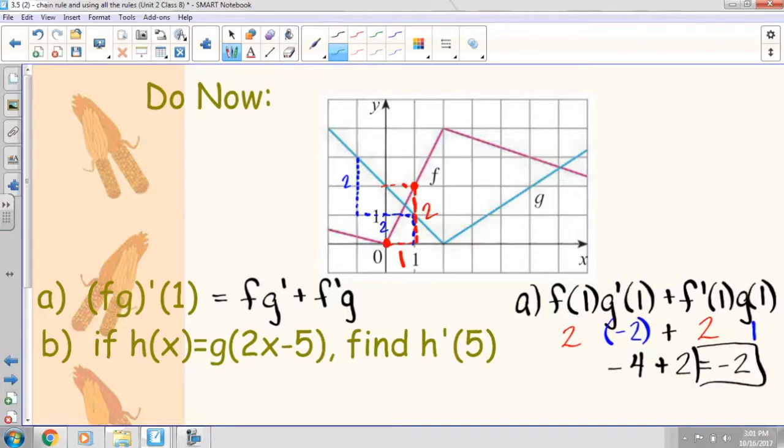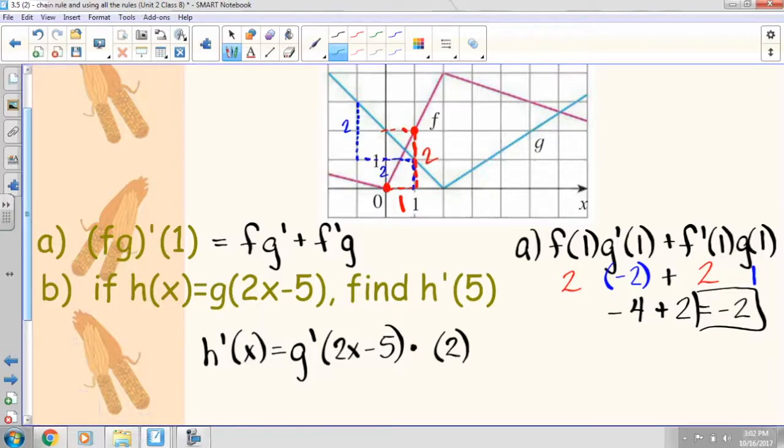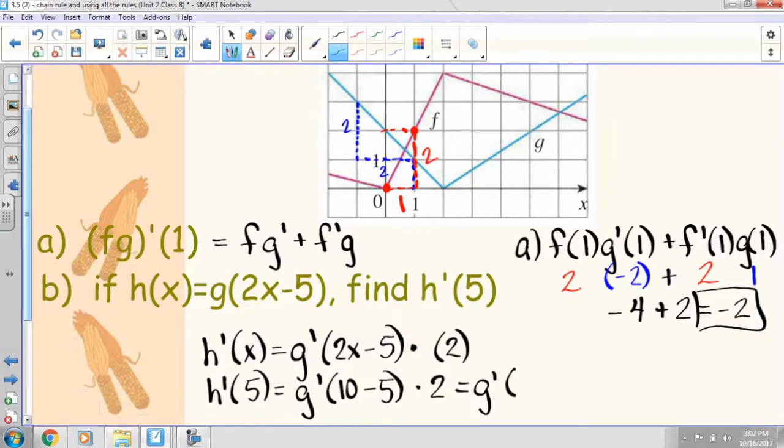So my next one is finding h prime of 5. Now this one, h is equal to g of 2x minus 5. So this is a composition. So for h prime, I'm going to have to use the chain rule. So g prime of 2x minus 5 times the derivative of 2x minus 5, which is 2. So now I'm going to plug in 5 for x, and I get g prime of 5 times 2 is 10 minus 5 times 2. So g prime of 5 times 2.